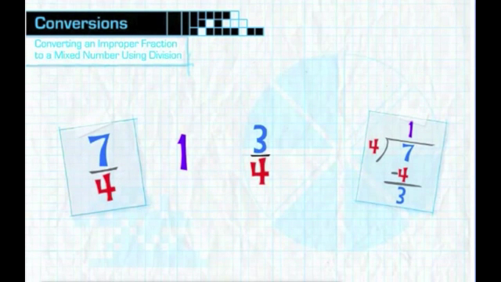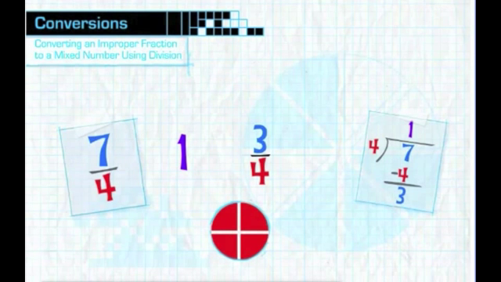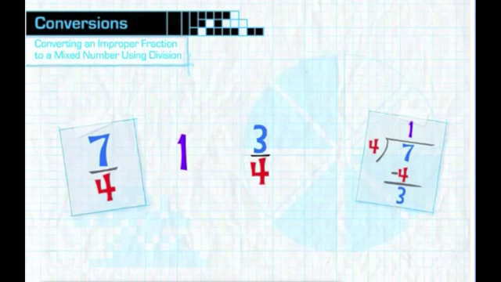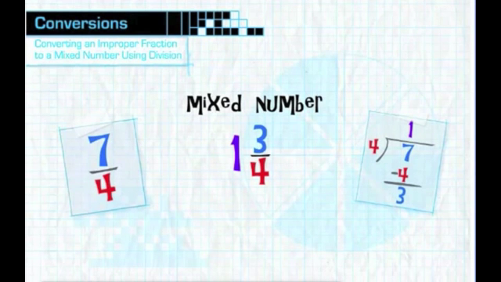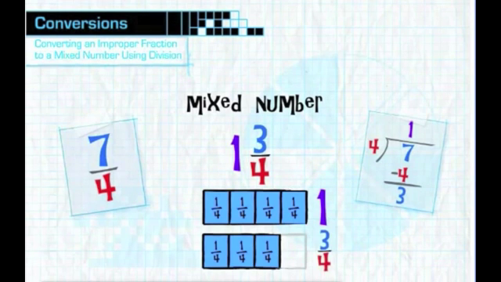It tells us into how many parts the whole was originally divided, or how many objects or members there were in the original set. That means 3/4 is the fraction part of the mixed number. Now, all you have to do is put the whole number 1 with the remaining fraction, and you have the mixed number 1 3/4. The very same mixed number you got when you used the fraction bar model.